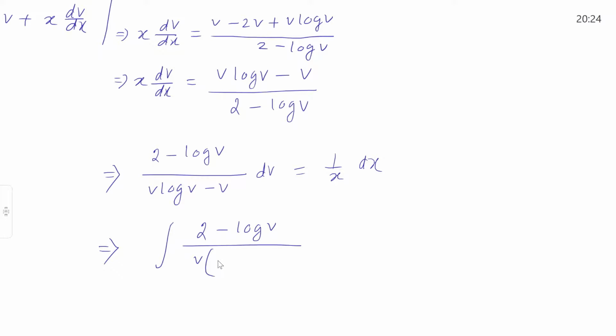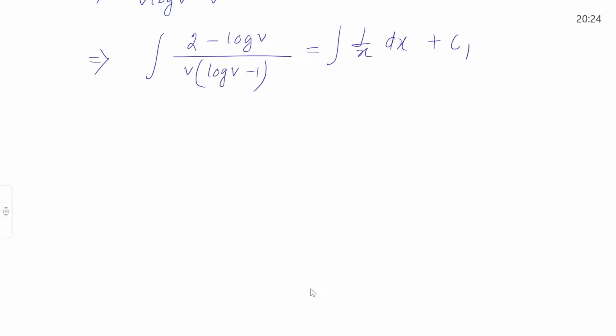Here it becomes v into log of v minus 1, v common, is equal to integration of 1 by x dx plus constant, say c1. So the integral has to be separated on the left hand side, so this implies 2, 1 minus, you can write it like this. Let us write log v minus 1, here I will divide, that is log v minus 1.